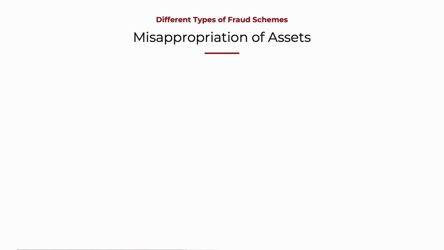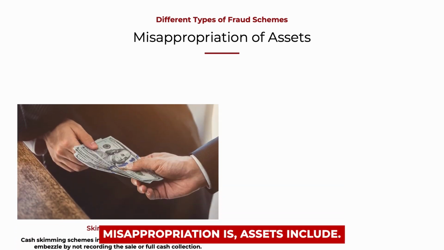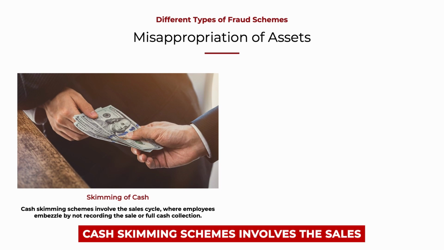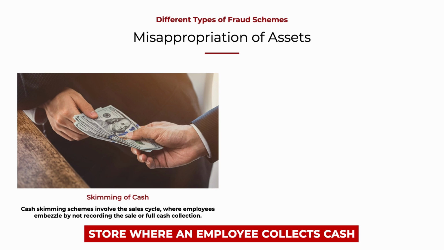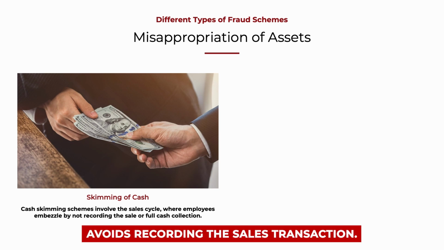Misappropriation of assets. Misappropriation of assets is a scheme of fraud where assets are misused or embezzled by the organization's employees. Misappropriation of assets includes skimming of cash. Cash skimming schemes involve the sales cycle where employees embezzle by not recording the sale or full amount of the cash collected, such as a retail store where an employee collects cash from a customer, pockets the money, and avoids recording the sales transaction.